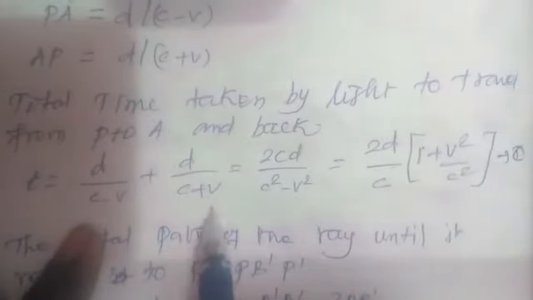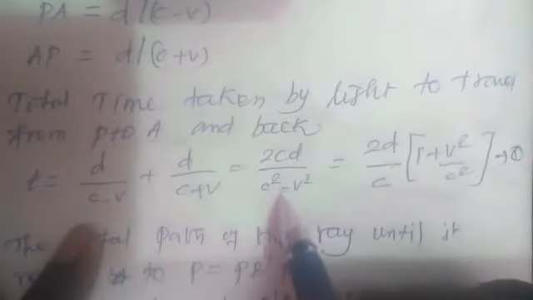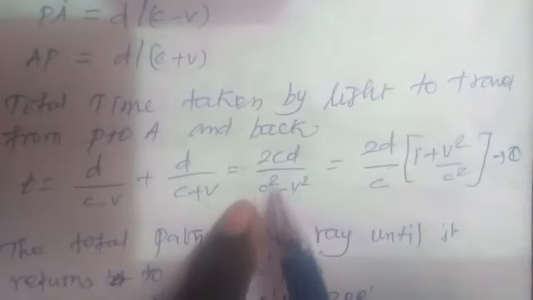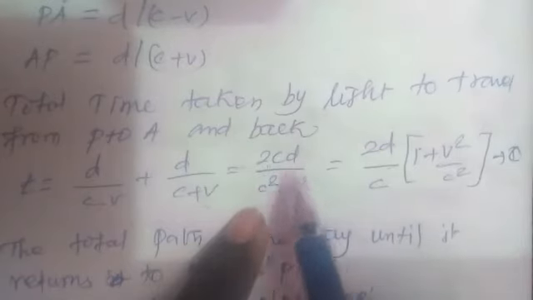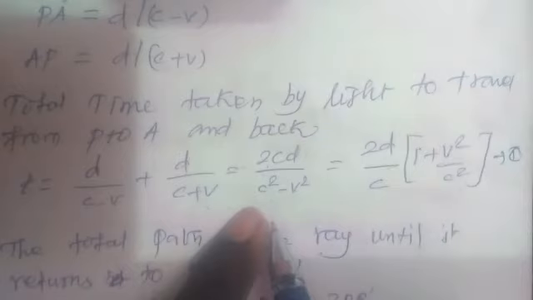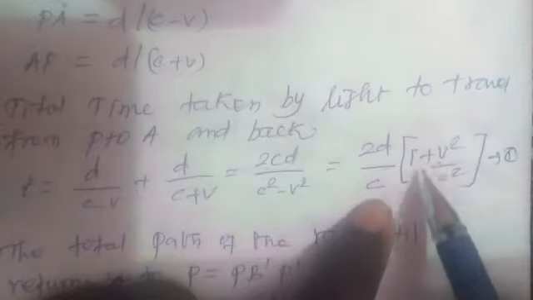The total time taken by light to travel from P to A and back is T equal to d divided by c minus v plus d divided by c plus v, which is 2cd divided by c square minus v square, that is, 2d divided by c into 1 plus v square divided by c square. This is equation number 1.